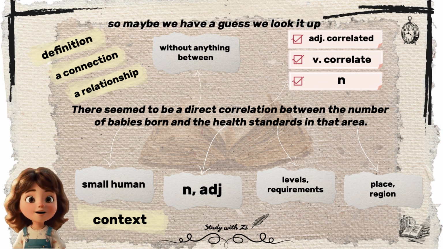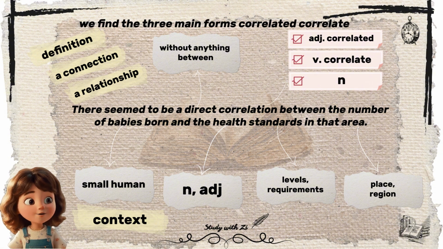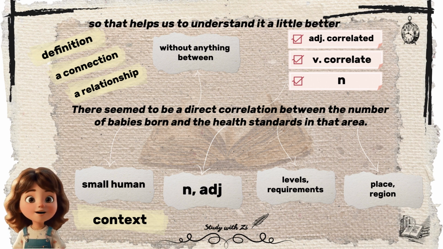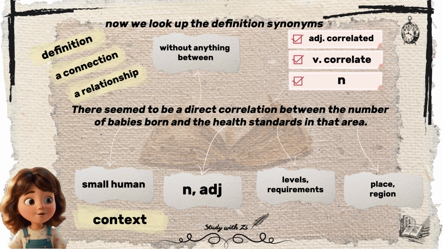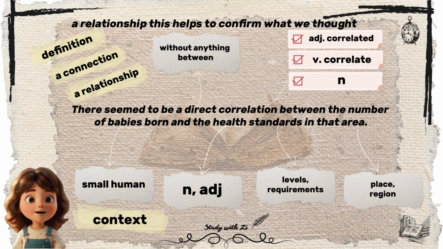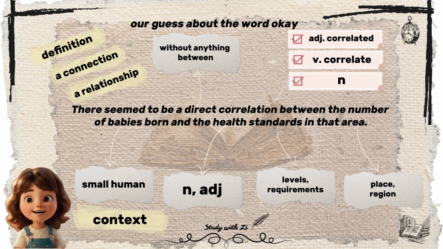So maybe we have a guess. We look it up, we find the three main forms: correlated, correlate, correlation. Alright, so that helps us to understand it a little better. Now, we look up the definition, synonyms, we find it's similar to a connection, a relationship. This helps to confirm what we thought, our guess about the word, okay?